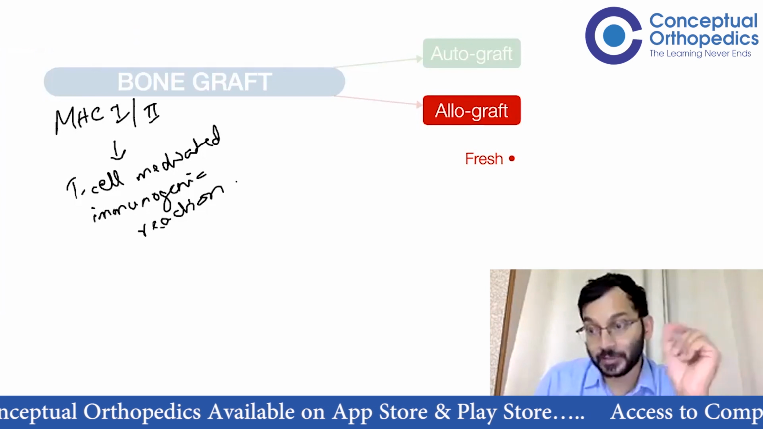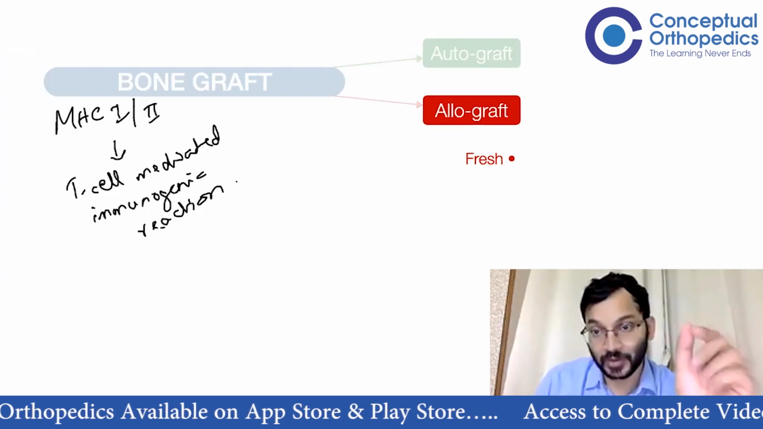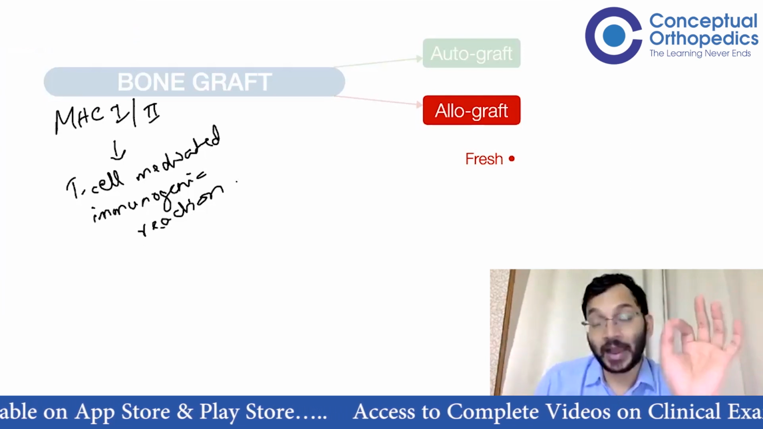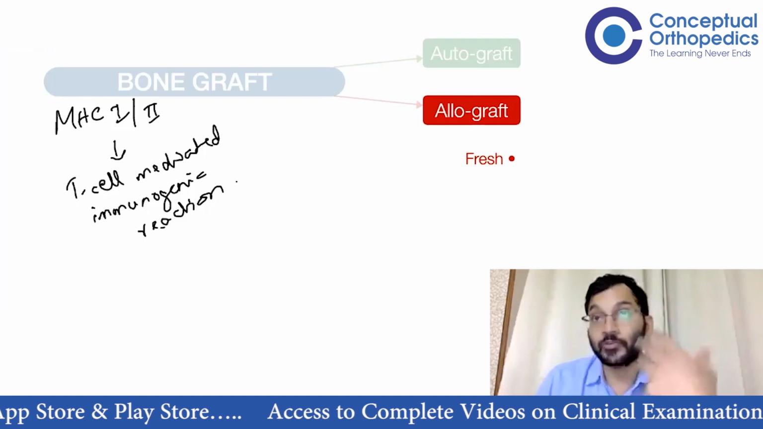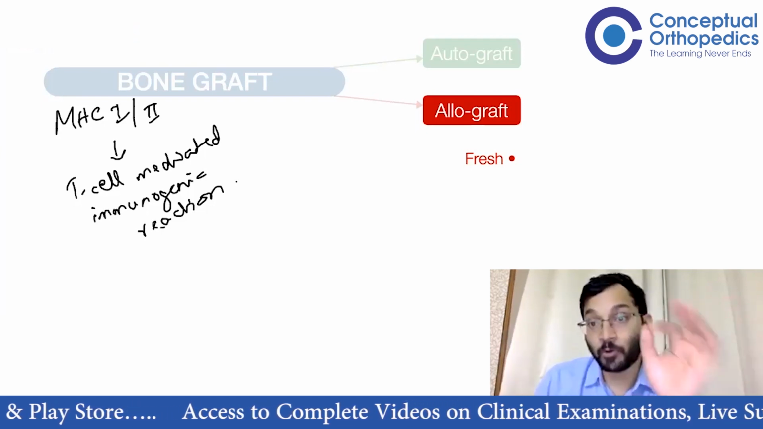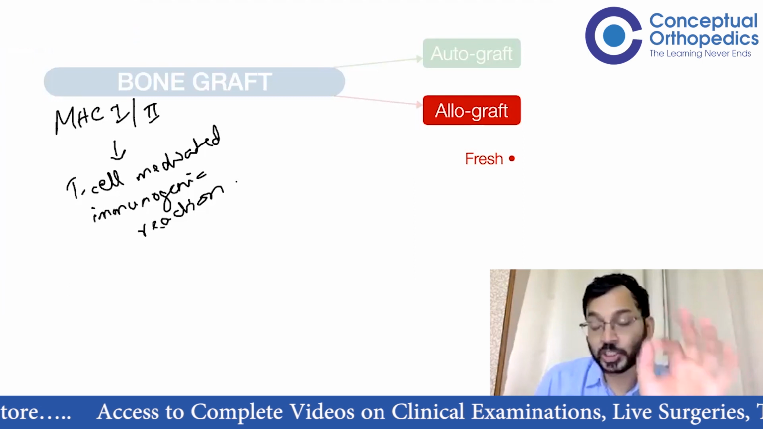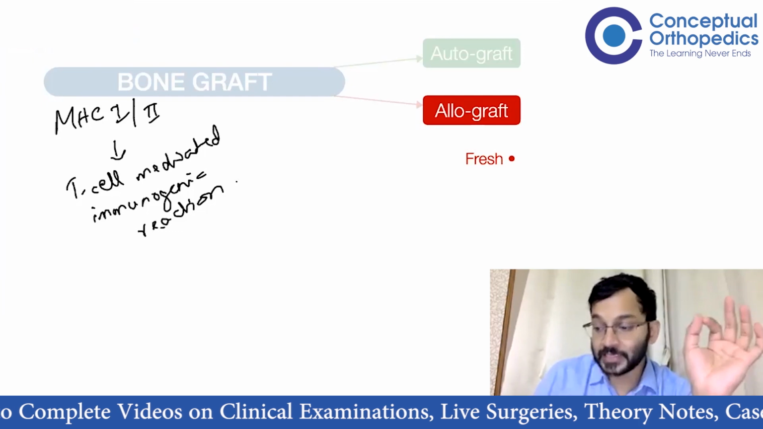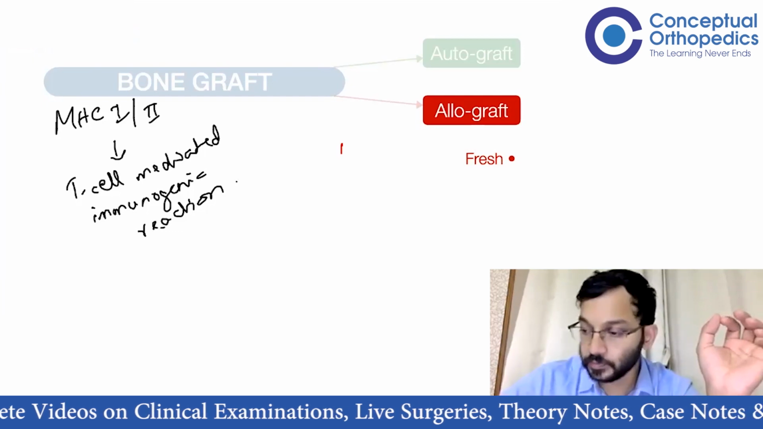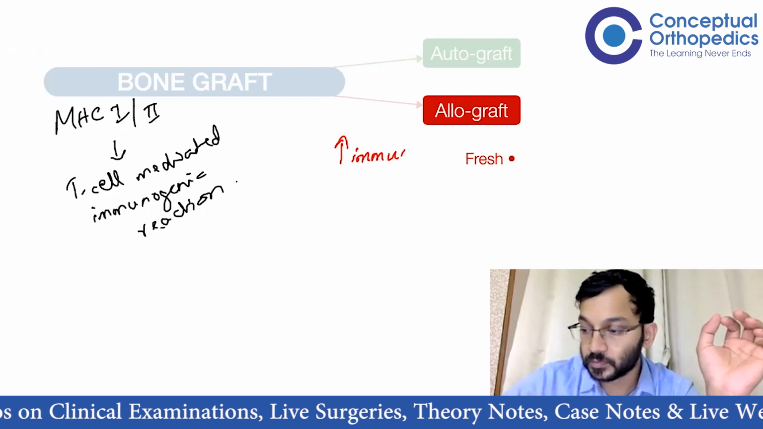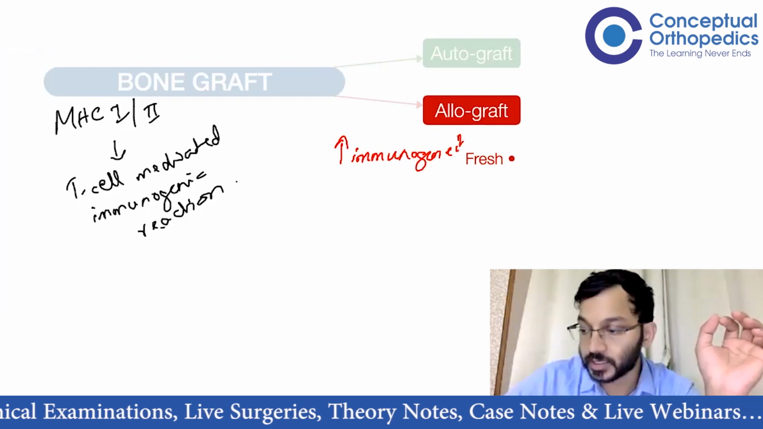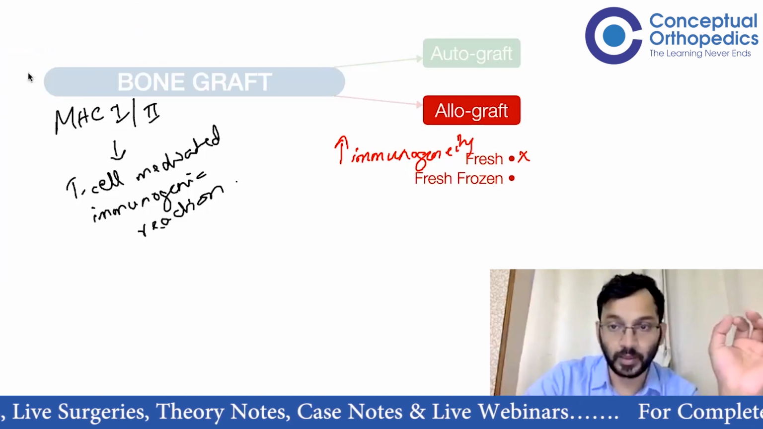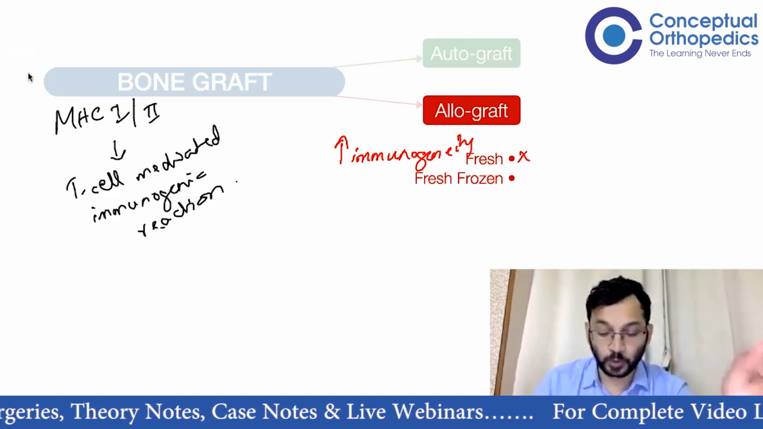Now, that's because the immunogenic potential in every graft comes from the inner side of the graft, not from the hydroxyapatite structure of the bone. It comes from the marrow, and that marrow will be quite fresh in a freshly taken allograft. So because of increased immunogenicity, fresh allografts are not used very commonly. Okay, then we have fresh frozen allografts.